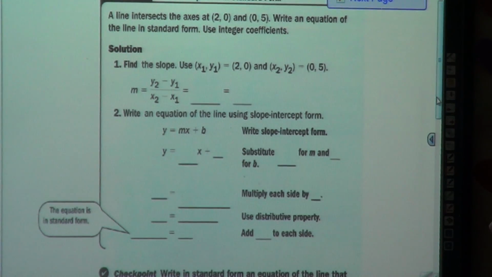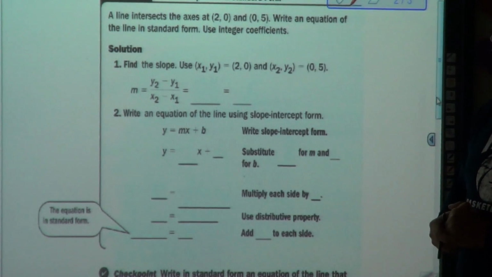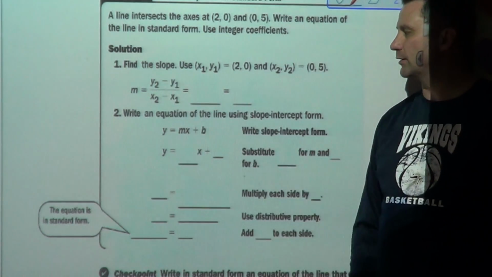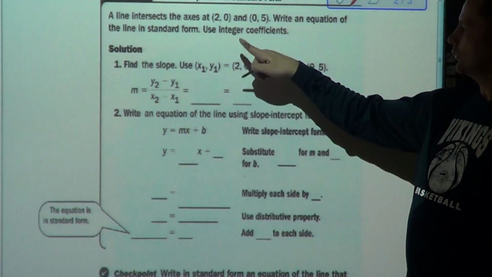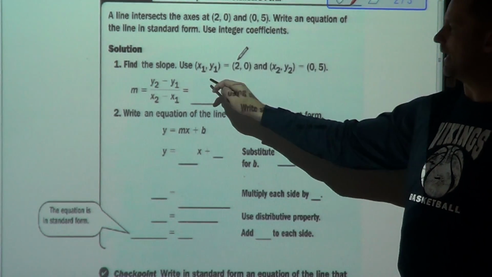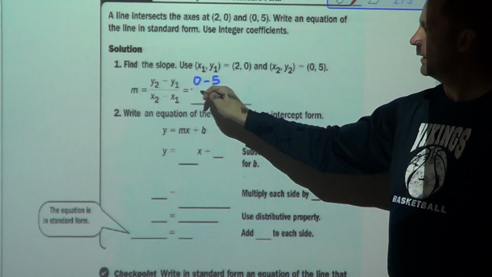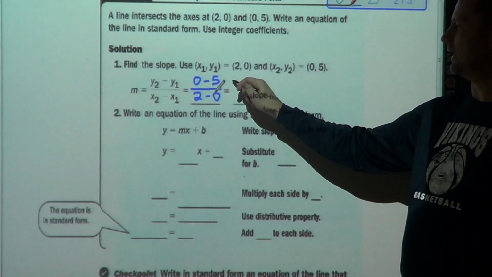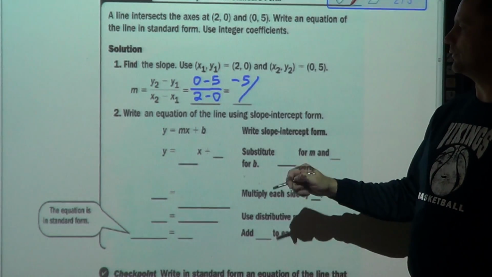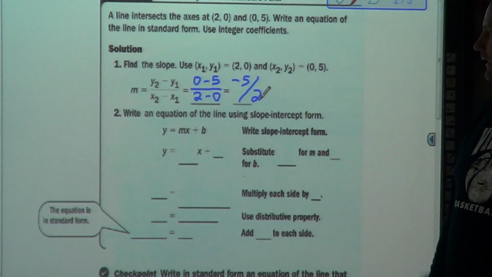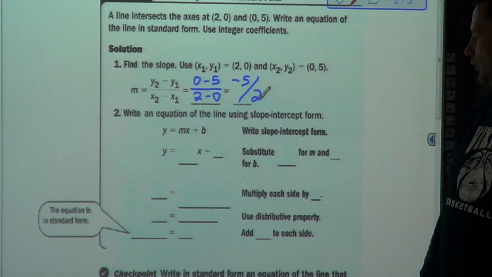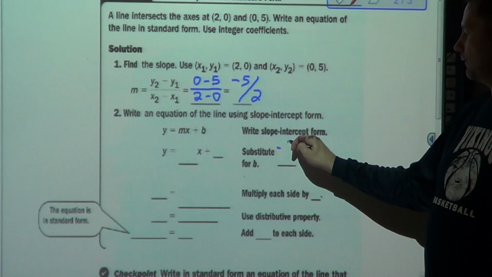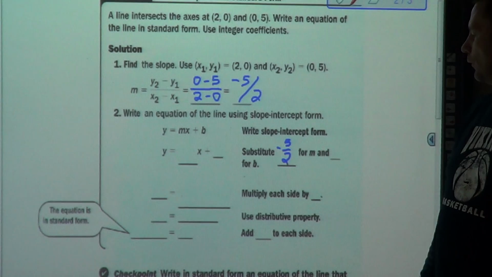Our example 2 is they're not giving me the slope, they're just giving me 2 points. So when they just give you 2 points, I need to find the slope. So we will use the slope formula where it's y minus y over x minus x. So I've got 0 minus 5 on top, and on the bottom I've got 2 minus 0. Okay, so 0 minus 5 is negative 5, and 2 minus 0 is 2. So my slope is negative 5 halves. So we're going to substitute negative 5 halves for m.